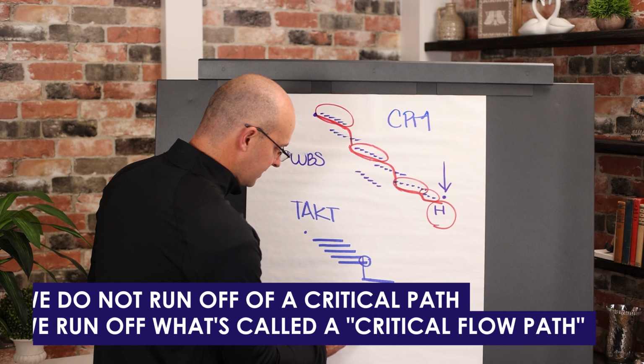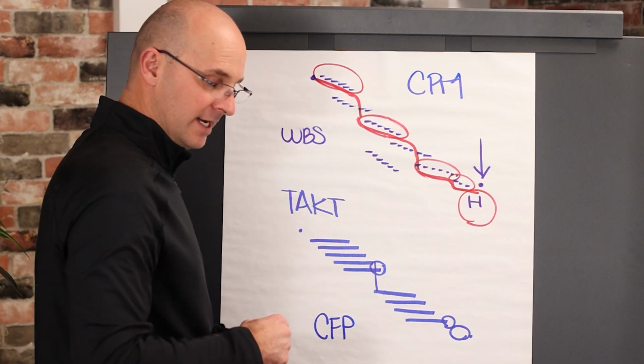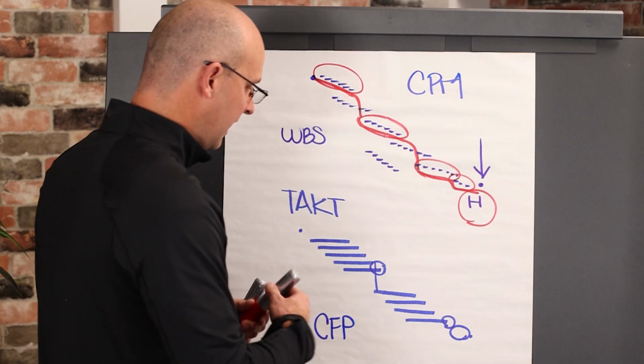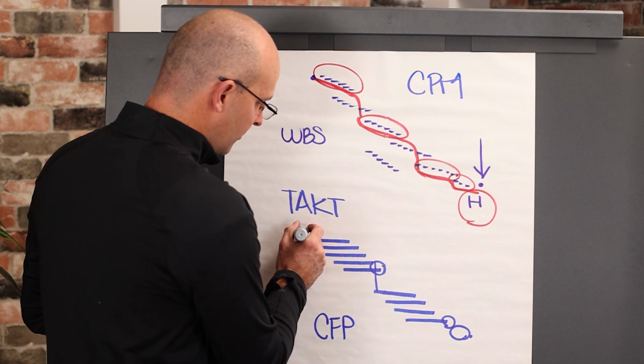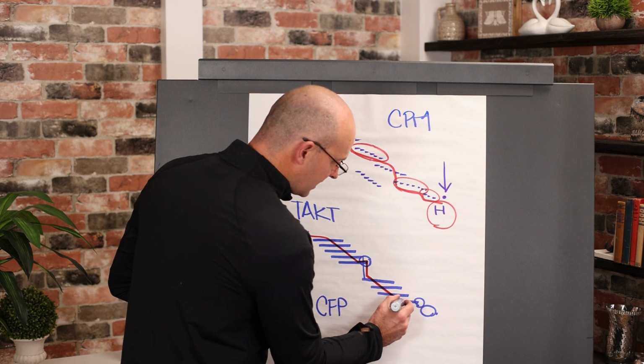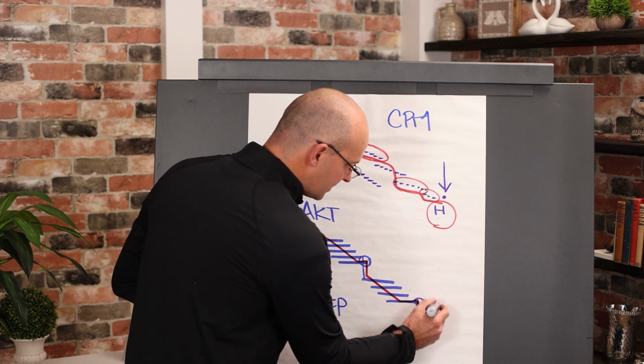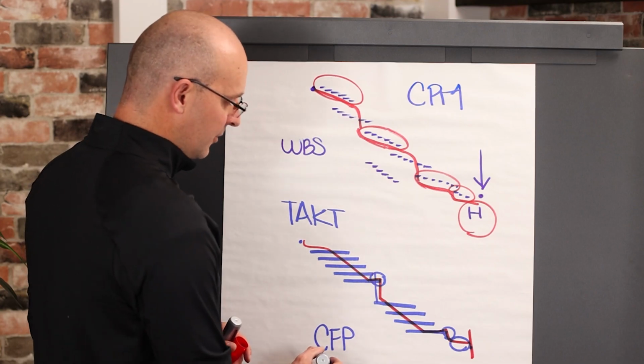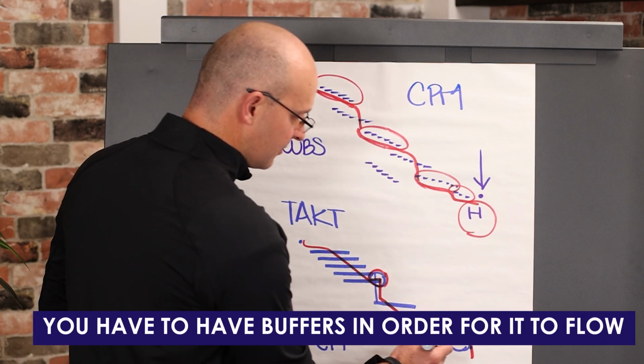So you could say CFP, a critical flow path, which basically means that there's a path in construction that runs through this phase, but it also runs through the buffers, through that second phase, through the buffers and over to the end. The reason it's called a critical flow path is because you have to have buffers in order for it to flow.